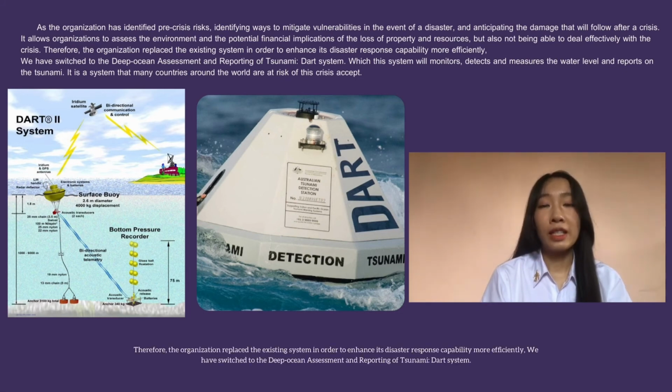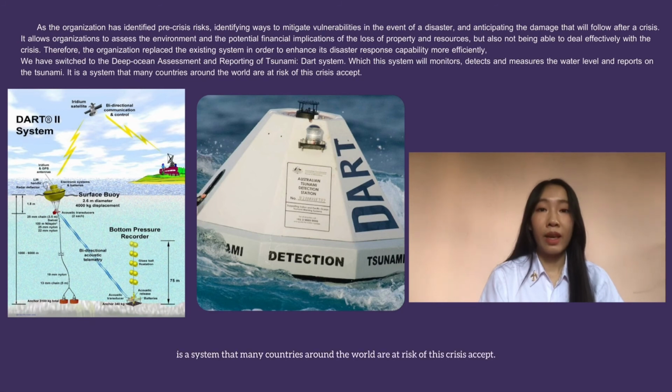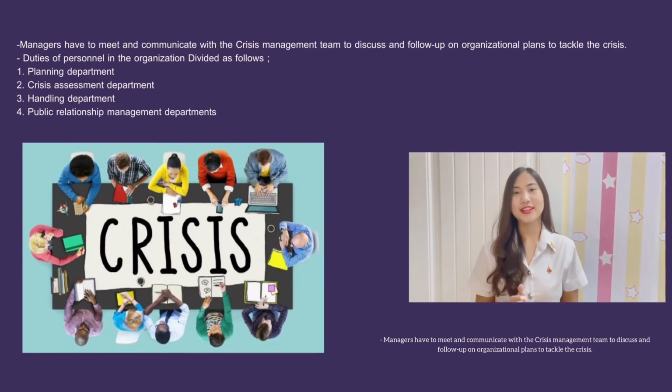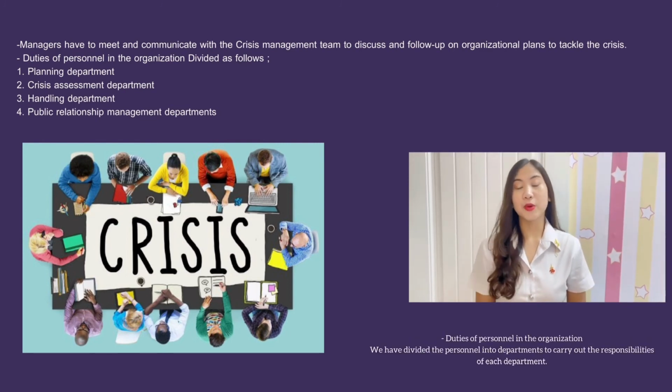Therefore, our organization replaced the existing system, called the Tsunami Warning System, in order to enhance the ability to deal with disaster more effectively. We have switched to the Deep-ocean Assessment and Reporting of Tsunamis, or DART, system, which monitors, detects, and measures the water level and reports on the tsunami. It's a system that many countries around the world at risk of this crisis use. Managers have to meet and communicate with the crisis management team to discuss and follow up on the organizational plan to tackle the crisis.